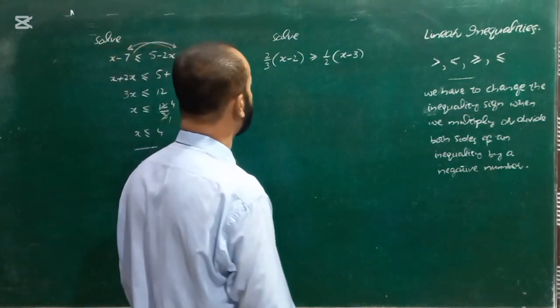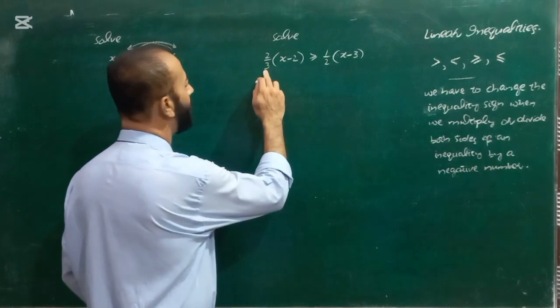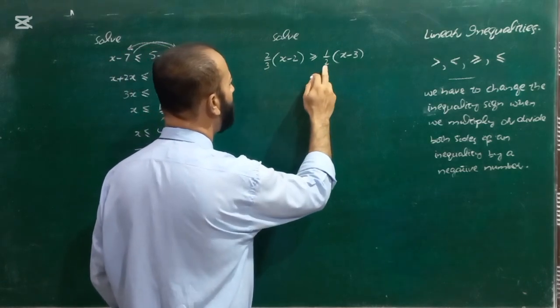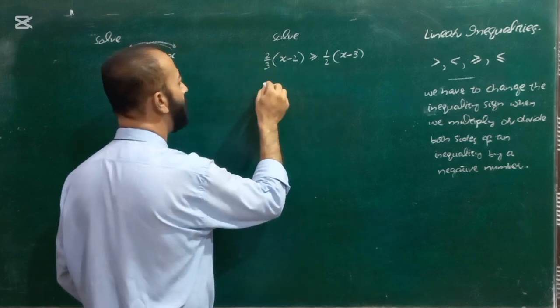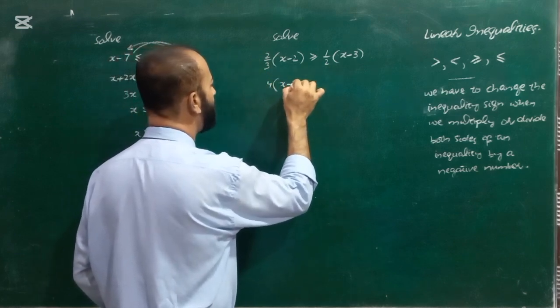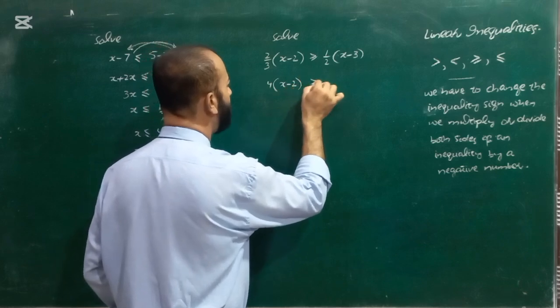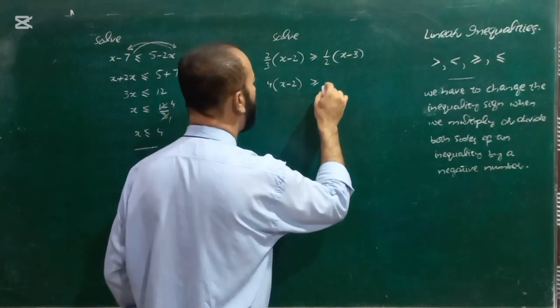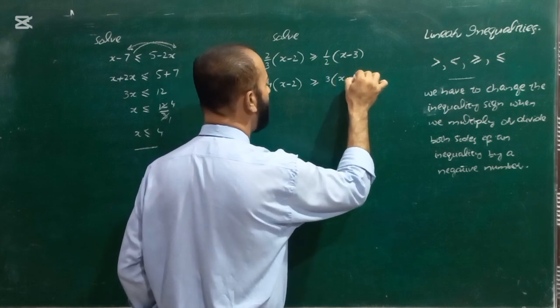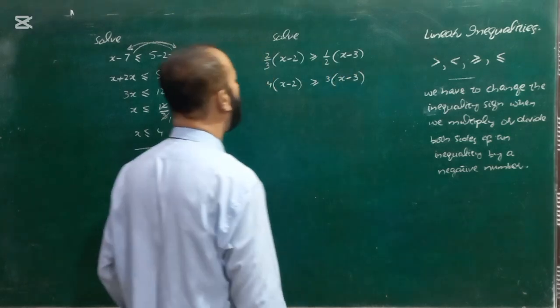If you look at this question, there is something in the denominator. So just cross multiply the values. This 2 will come here, so it will become 4 into x minus 2. This sign is still there. And this 3 will be multiplied with 1. So 3 ones are 3, and x minus 3 is still there.